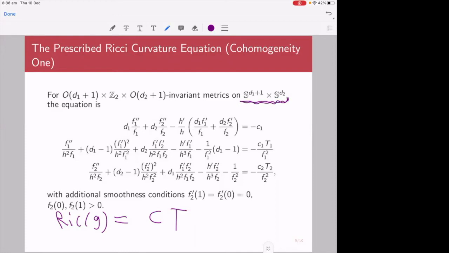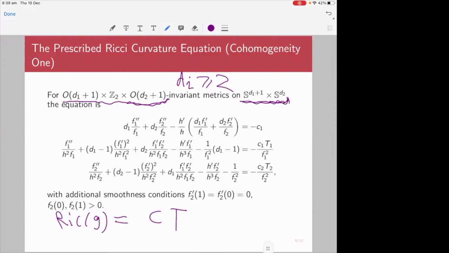The first of these spheres is of dimension D1 plus 1. I need to insist that both of these Di numbers are greater than or equal to 2. The second sphere is the sphere of dimension D2. And this time I'm going to be looking at metrics which are O(D1 plus 1) times Z2 invariant, like what we saw with the 3-sphere previously, but we're also going to insist on O(D2 plus 1) invariance on the D2 factor as well. So this again is a cohomogeneity-one action.